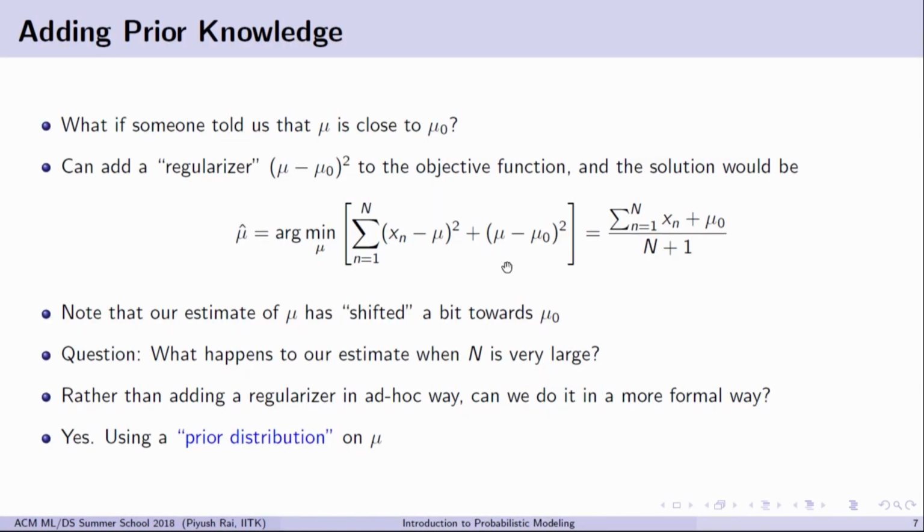It turns out that yes, there is a way we can incorporate this regularizer in a more formal way, and that is using something called a prior distribution on the parameter that we are learning. I'll talk about what a prior distribution is. You can add a regularizer like this by taking a proper probabilistic approach, and that is where the prior distribution comes into the picture.